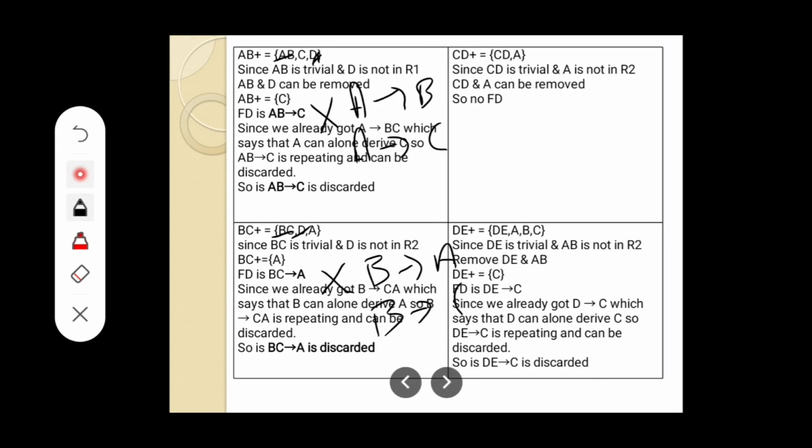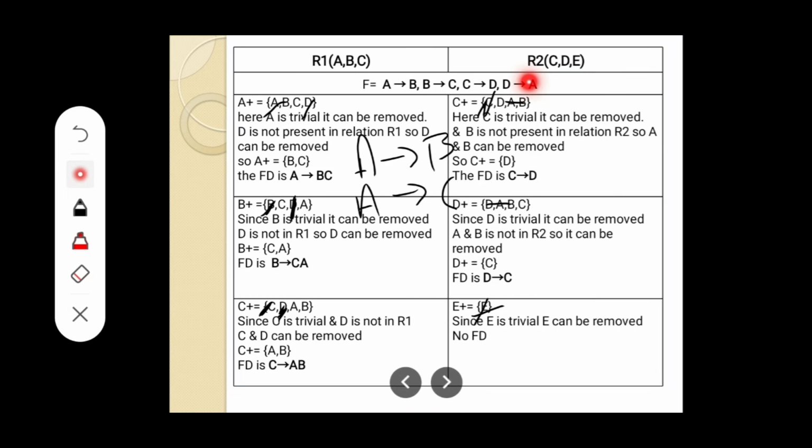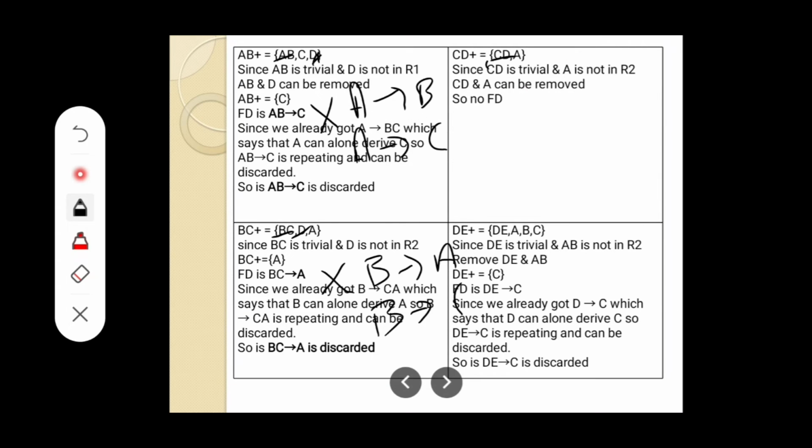While minimizing it, since CD is trivial, we can remove CD. Is A there in the sub relation? Is A available? No, only CDE is available, so A can also be removed here. Clear? So all the attributes are removed here, so we don't have any functional dependency here. Clear?